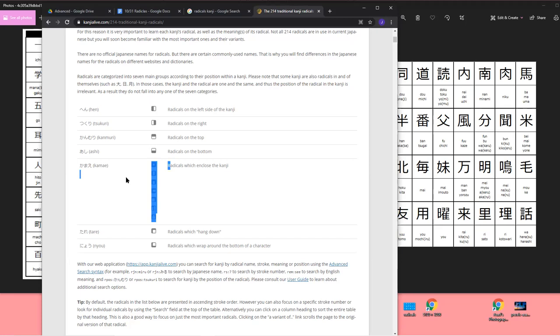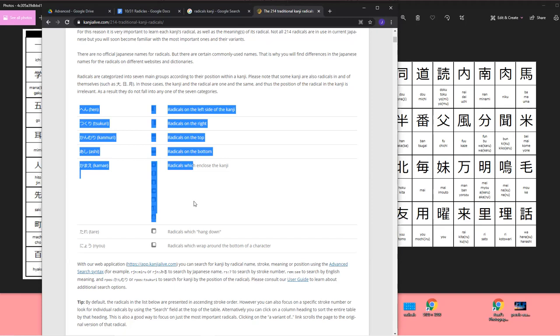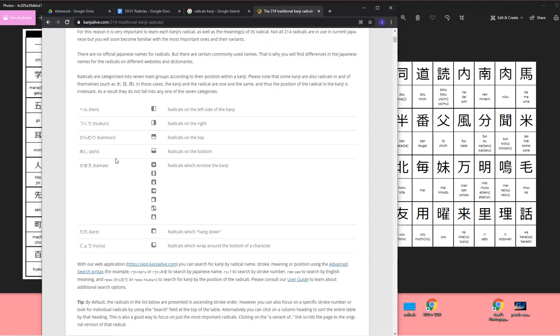These radicals don't have a definition. Or sorry, radicals do have a definition. These types of radicals don't have a specific definition, and these are just names of the radicals. So any radical that's on the right would be a tsukuri. Basically, just names for the position of radicals. The definition itself would depend.